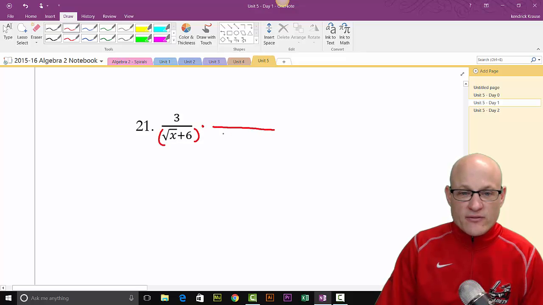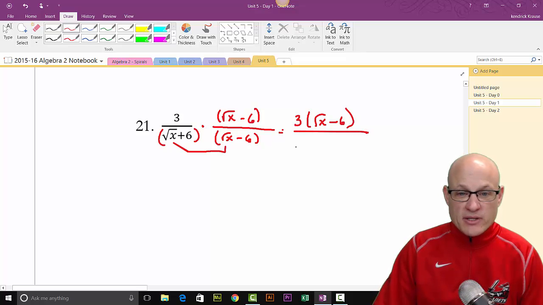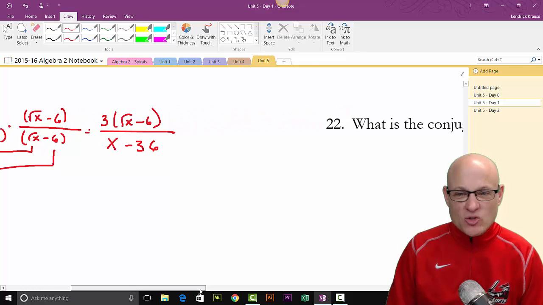And the conjugate of this is the square root of x minus 6. The square root of x minus 6. In the numerator, not distributing, 3 square root of x minus 6 all over. These multiplied give me x. These multiplied give me minus 36. That's done. Bodied. All the cool kids say that.